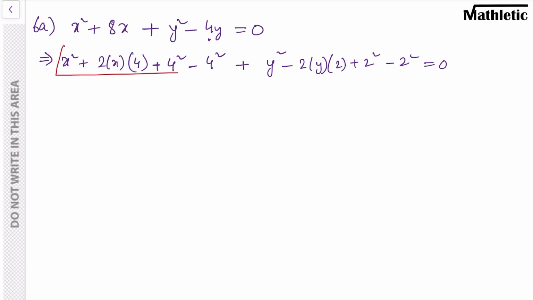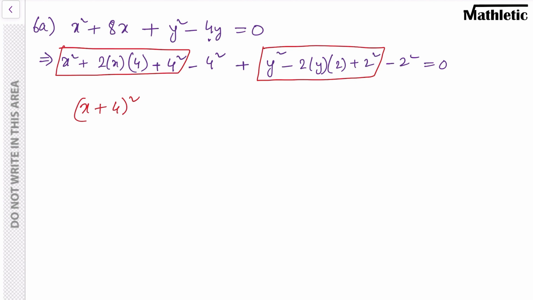Next, the first 3 part is actually the formula a square 2ab plus b square, so this can be expressed as a plus b whole square. The first 3 part of the y term is a square minus 2ab plus b square, so this is a minus b. A is y, b is 2, so y minus 2. And the remaining parts are minus 4 and minus 2. So minus 16 minus 4. Minus 16 minus 4 is minus 20. When it is shifted to the right side, it is actually plus 20.